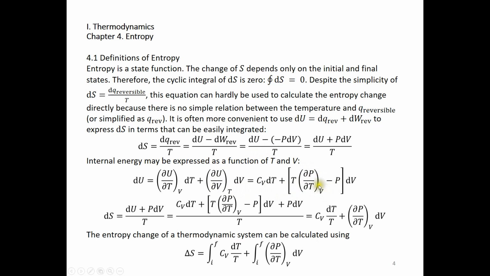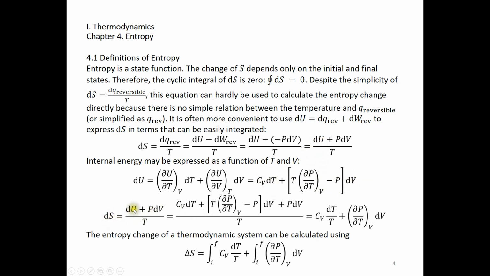We can prove this expression of delta U over delta V in chapter 5 after we learn the Maxwell relations. So for now, we'll just use this. And now we can plug in the expression of dU. Well, it contains 1, 2, 3 terms. We will replace this dU with these 3 terms.